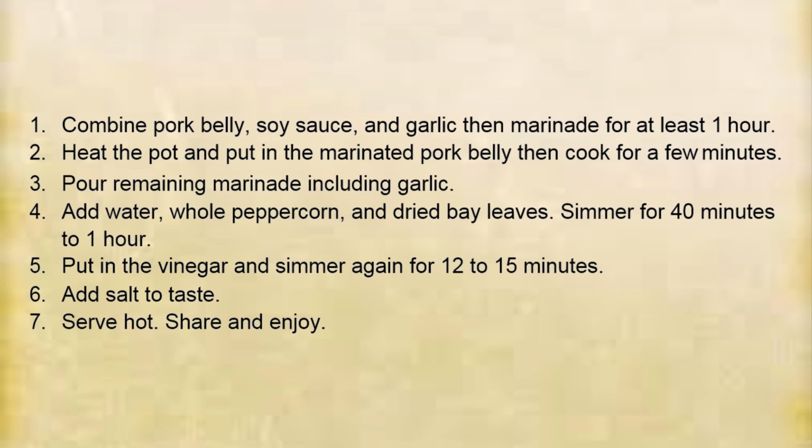Instructions: 1. Combine pork belly, soy sauce, and garlic, then marinate for at least 1 hour. 2. Heat the pot and put in the marinated pork belly, then cook for a few minutes. 3. Pour remaining marinade including garlic. 4. Add water, whole peppercorn, and dried bay leaves. Simmer for 40 minutes to 1 hour. 5. Put in the vinegar and simmer again for 12 to 15 minutes. 6. Add salt to taste. 7. Serve hot. Share and enjoy.